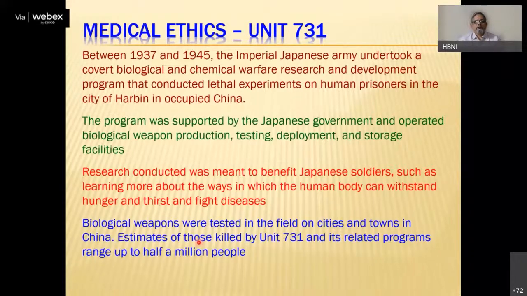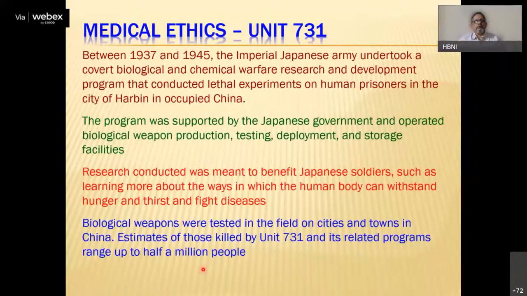The research conducted was really meant to benefit the Japanese soldiers, such as learning more about the ways in which the human body can withstand hunger, thirst, and fight diseases. And even biological weapons were tested in the field on the cities and towns in China. Estimates of those killed by Unit 731 and its related programs range up to 500,000 people.